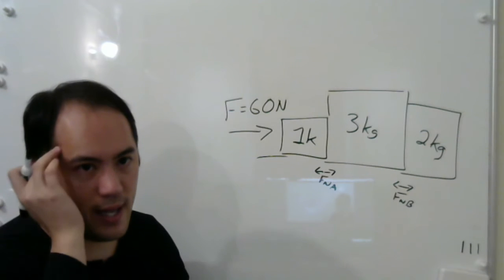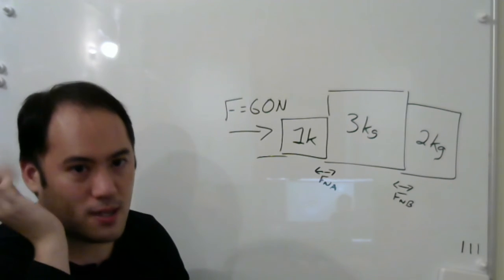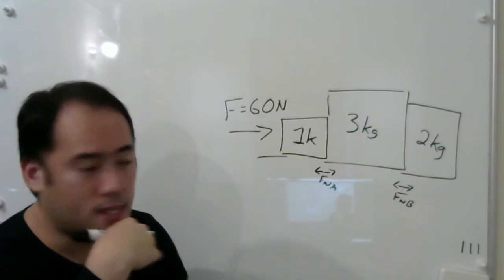First step, treat the whole system as one object. I'm going to do it in my head because I'm so smart. A will be 10 meters per second squared.